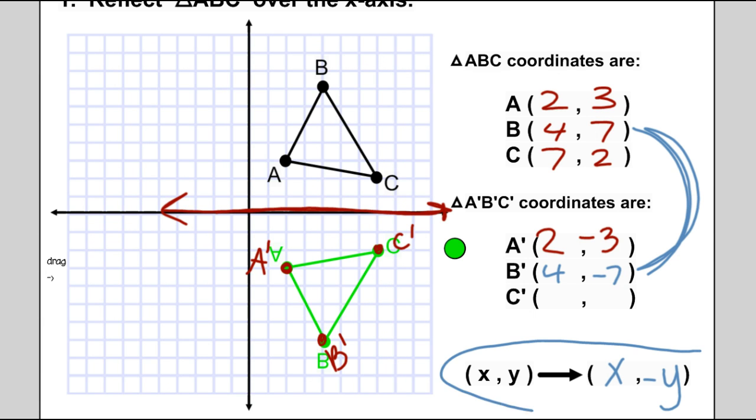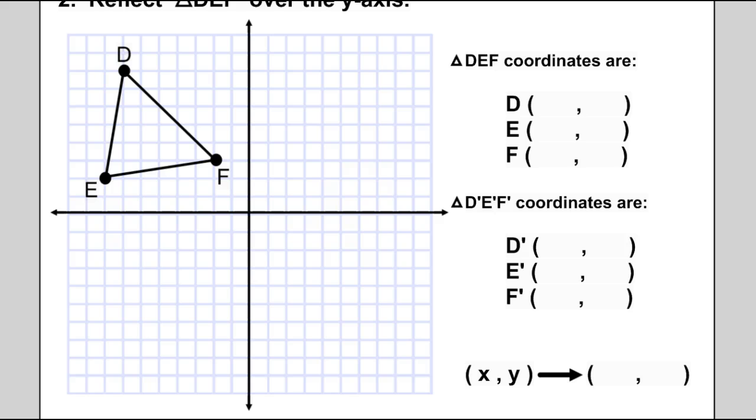You need to write that down. That is the rule. X negative Y. So if you're flipping over the x-axis, what do you make negative? The y. What do you think is going to happen when you flip over the y-axis? Yeah. Okay, let's fill in C prime. 7, negative 2. All right, do the next one, please. Reflect DEF over the y-axis this time.